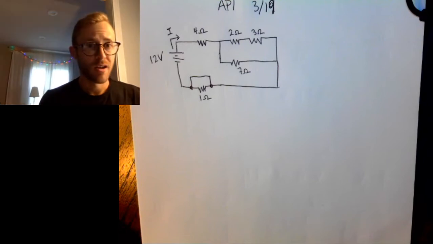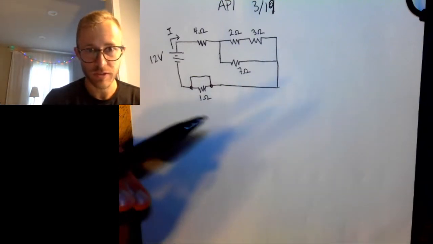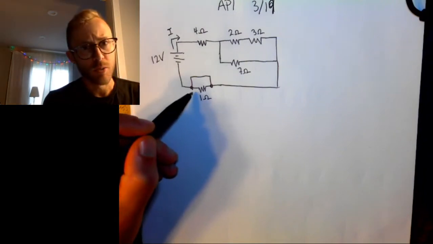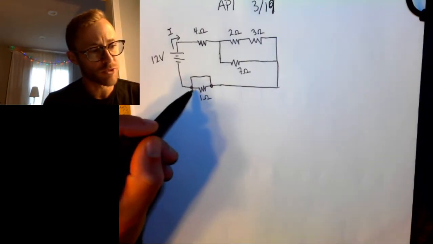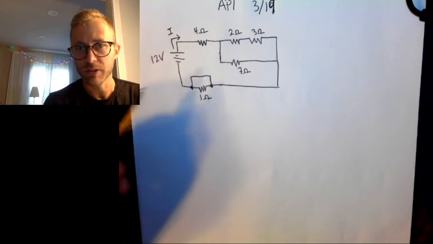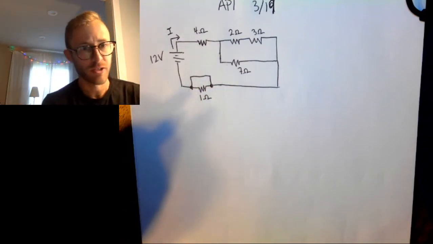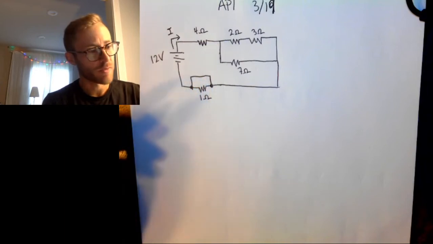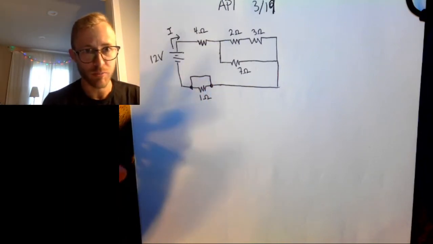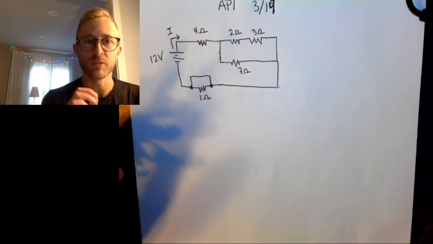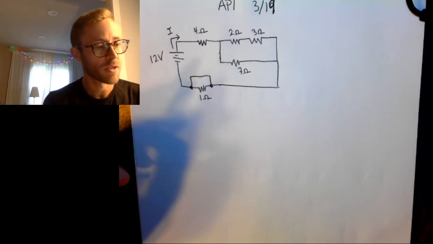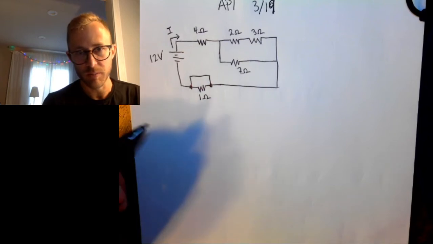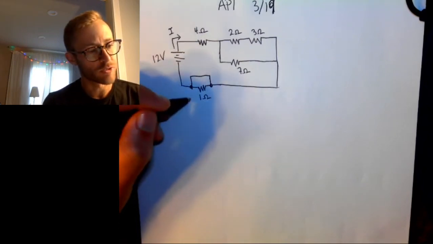And then there's a third thing in this circuit that is a little bit weird. If you look at this 1 ohm resistor, it has a wire that just goes around it. So what do we do in that case? You could think about this wire as more or less being a 0 ohm resistor. So this is like a 0 ohm resistor in parallel with 1 ohm. Let's figure that out.